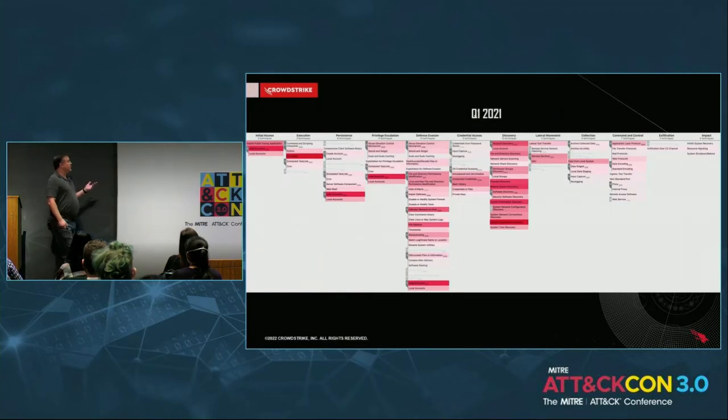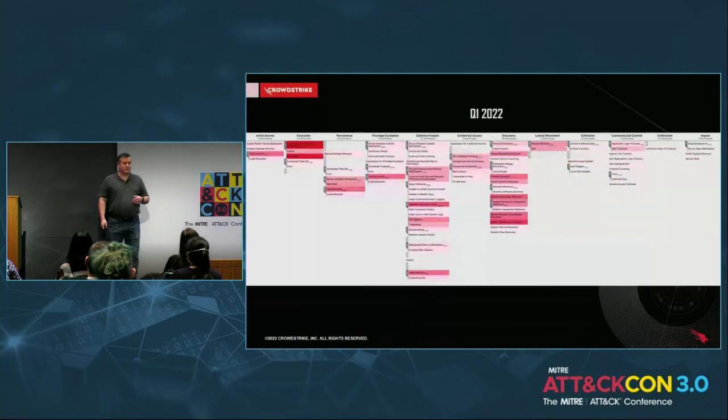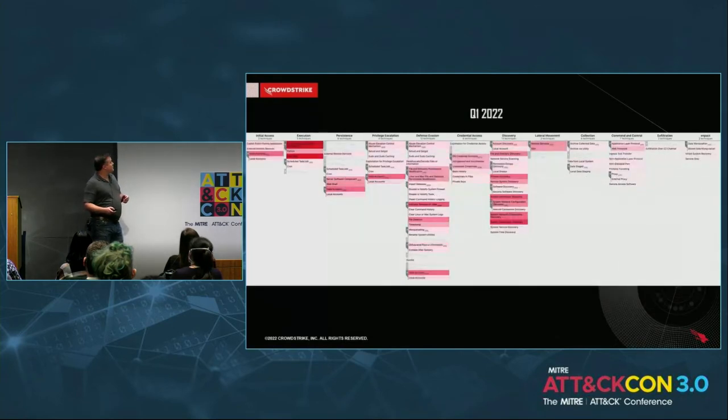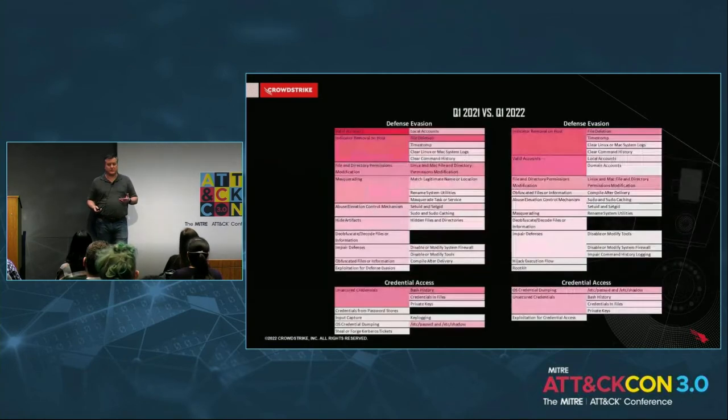Now this is, I don't expect anybody to read this. Really just pay attention to some of the shading here. This is Q1 2021, and just kind of what was popular. You're seeing valid accounts being used in the command and scripting interpreter Unix shell. Things moved around a little bit in Q1 of 2022 instead. So it's kind of interesting to just sit here and see some of the movement. Why did this happen? What was going on? What are some of the differences? We can dive into that a little bit further.